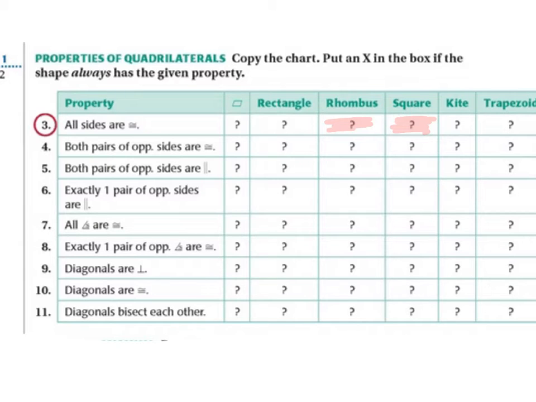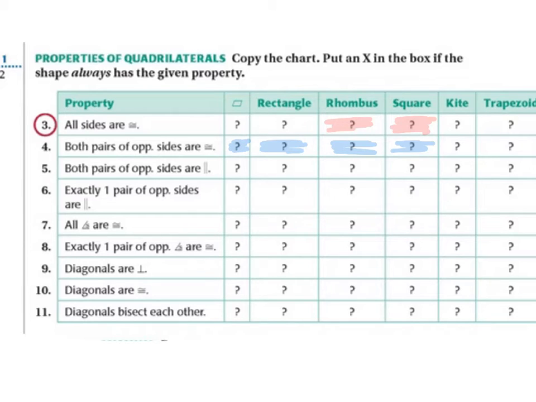Okay, then comes both pairs of opposite sides are congruent. So what shapes have both pairs of opposite sides congruent? A rectangle, a rhombus, a square. Not a trapezoid. Not a kite. And a parallelogram. I didn't even see it. Oh, yeah. That's easy.